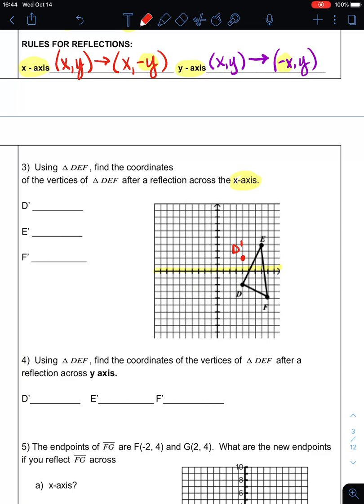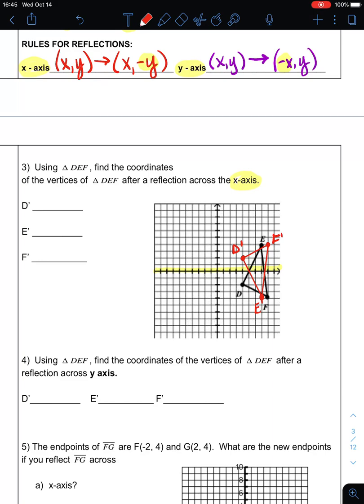E is 4 above, so it's going to go 4 below. And F is 4 below, so it's going to go 4 above. So it's going to flip like this. Now you can do this following those same rules. I'll show you, but I want you to see that you can also get it by just looking at the picture and flipping it over.